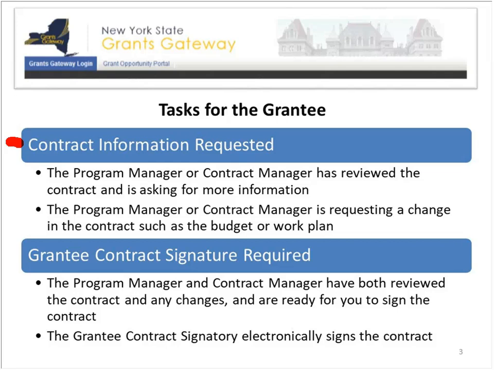The other thing you're going to do is maybe attach some updated documents. So maybe your workers' comp has expired or some insurance needs to be updated or something like that. If that's the case, you need to attach those to your Grants Gateway contract as well, so that the program manager and contract managers can work with those. So once you do those, you can send your contract back.